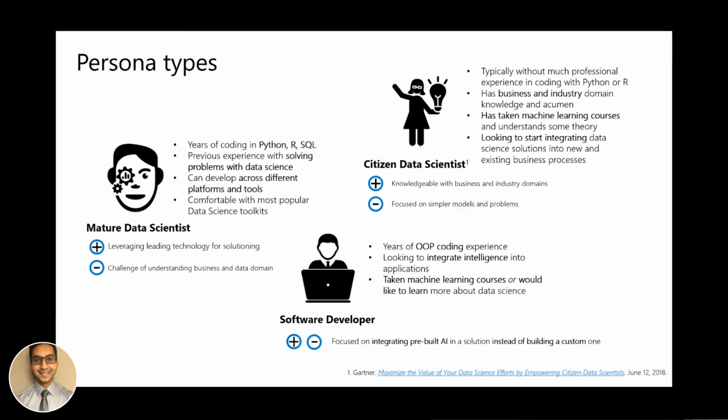Yeah, and more about what I explained earlier. The developer focuses on using pre-built AI, and the data scientist is comfortable using most languages, and the citizen data scientist could be a statistician or a domain knowledge expert, but they may not have the programming skills or knowledge of different libraries to make that into a functional model.